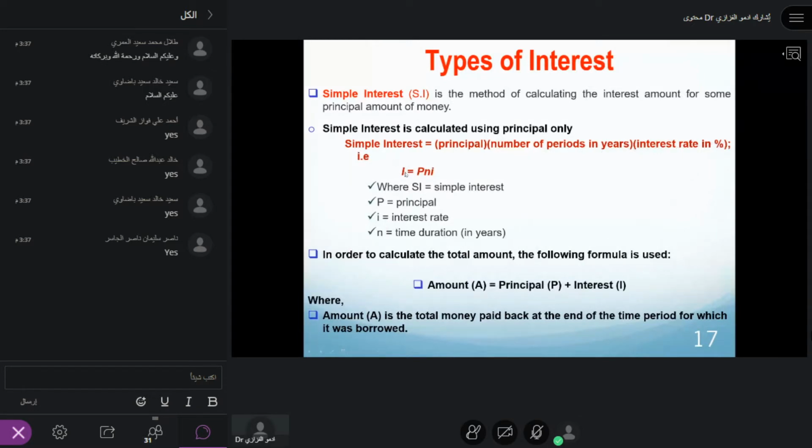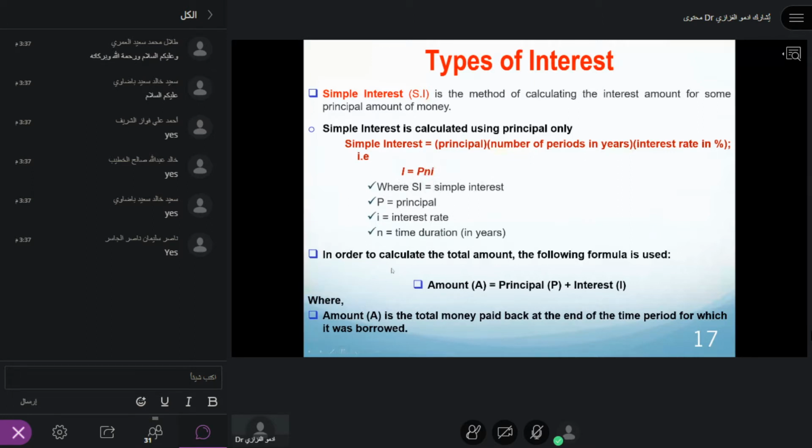So simple interest is P, which is the principal, multiplied by N, which is the number of periods, and then I is the interest. So you don't need to memorize this. SI is equal to P times N times I. So P is the principal, the main money, N is the number of periods, that is how many years it takes you to return this money, and I is the interest in percentage.